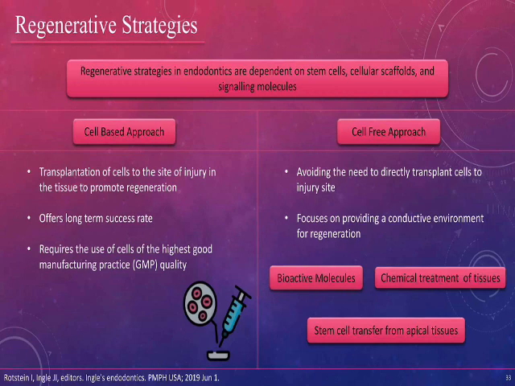Basically, the injury site has to attract its own stem cells, and then they have to differentiate and regenerate. It focuses on providing a conducive environment for regeneration.